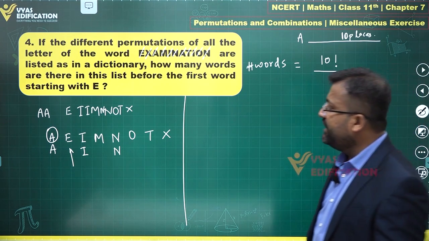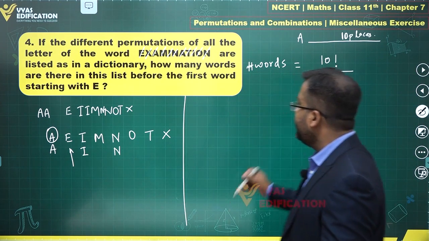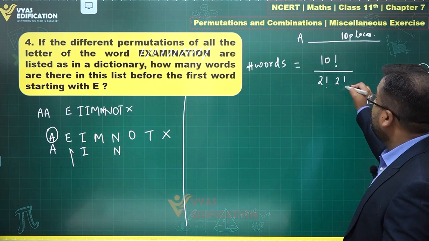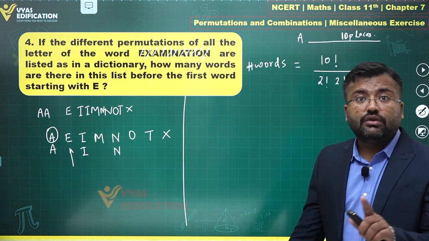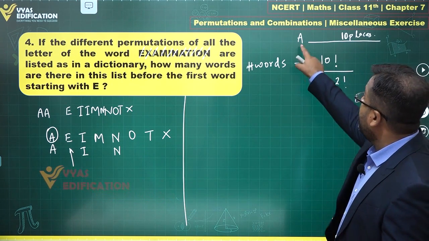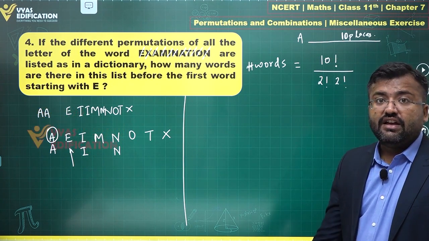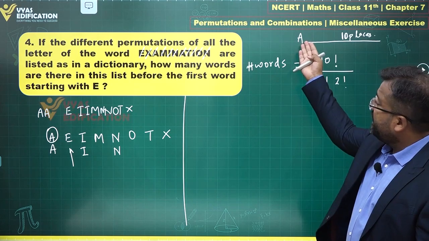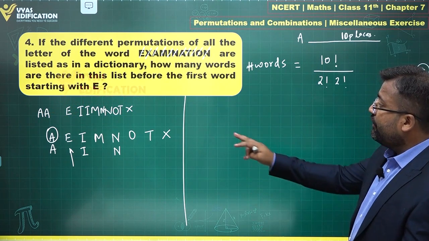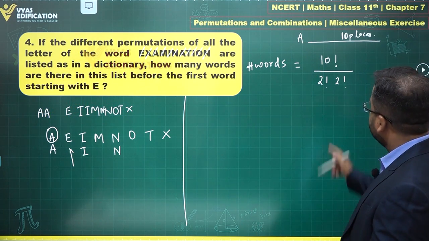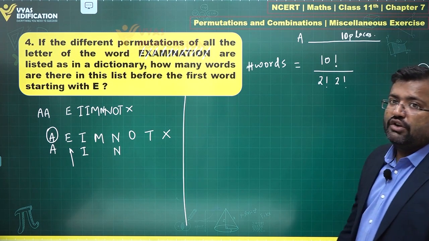But there are certain repetitions, right? N is repeated, I is repeated. A was also repeated? No, don't make a mistake in that. You have already used one A and now only one A is remaining in these 10, so that repetition of A is not there. You have only repeating I's and repeating N's. So 10 factorial upon 2 factorial, 2 factorial.